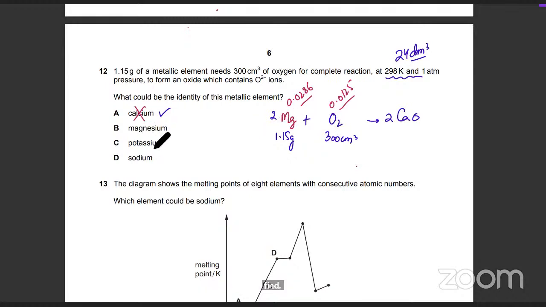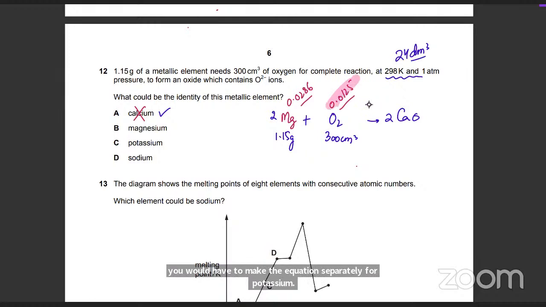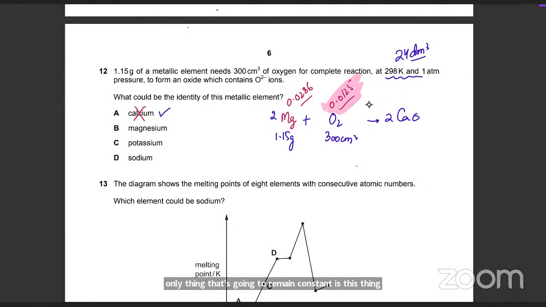In every equation the ratio is going to come out different. For potassium it's going to be a different ratio, so you would have to make the equation separately for potassium. The only thing that's going to remain constant is oxygen, right? Every time the equation will change, its ratio will change. So every time you basically have to pretty much do it all over again. Is that clear? Yes, sir.